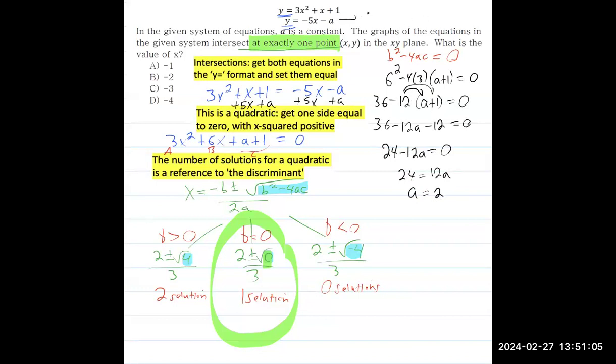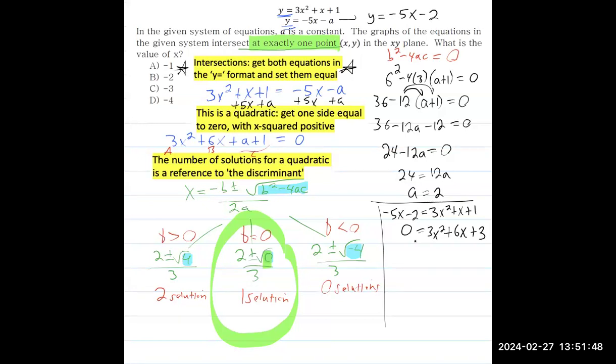So this one here would be y equals negative 5x minus 2. And we're still dealing with an intersection. And like we said before, for intersections, you get them in the y equals, and you set them equal. So if we want to find out where they actually intersect, we'll go ahead and say that negative 5x minus 2 equals 3x squared plus x plus 1. Now this is a quadratic, and we want to get everything on one side equal to 0. So I'm going to add 5x and add 2. So 0 equals 3x squared plus 6x plus 3.